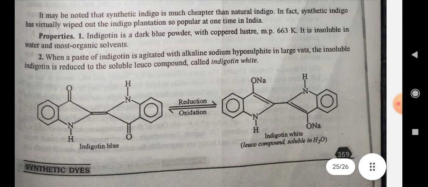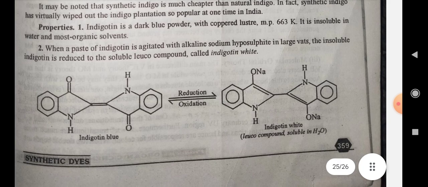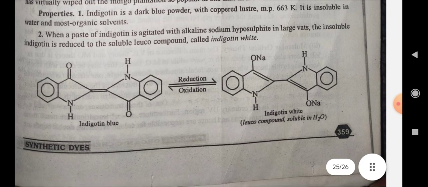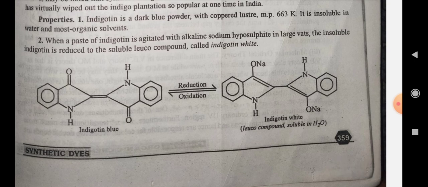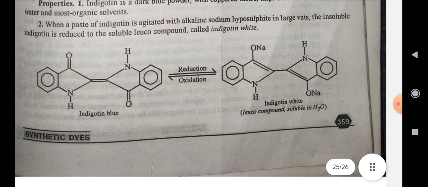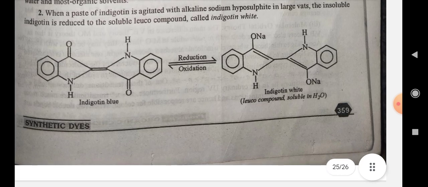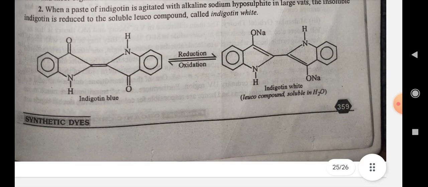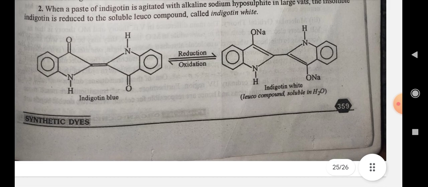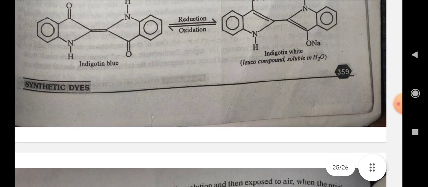In fact, synthetic indigo has virtually wiped out the indigo plantations so popular at one time in India. Properties: indigotin is a dark blue powder with a copper lustre and melting point 663 Kelvin temperature. It is insoluble in water and most organic solvents. When a paste of indigotin is agitated with alkaline sodium hyposulfite in large vats, the insoluble indigotin is reduced to the soluble leuco compound called indigotin white. When indigotin blue is reduced, indigotin white is formed as a product.